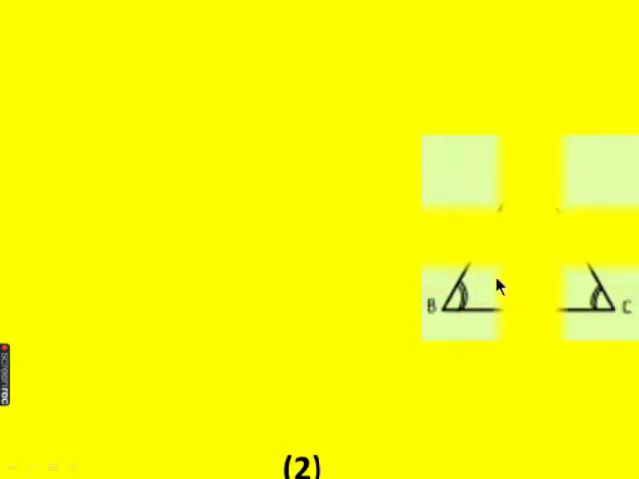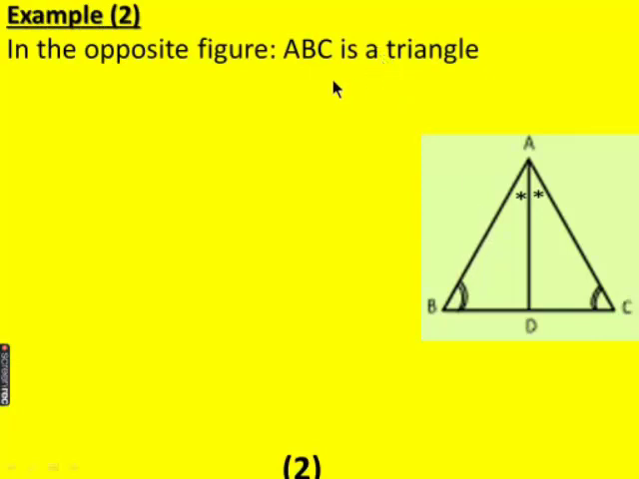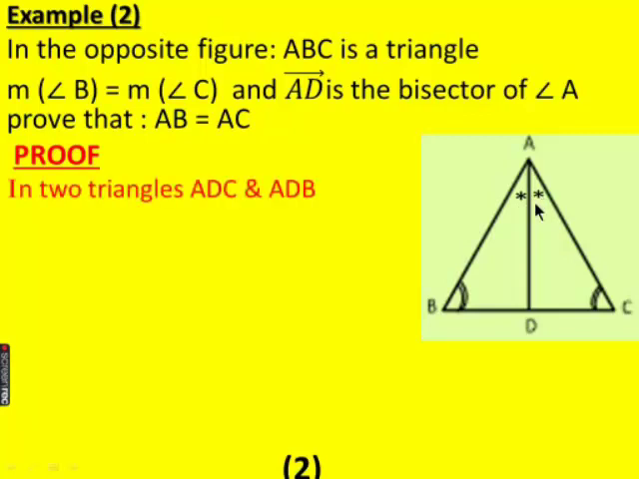Now we will transfer into example 2. Example 2: in the opposite figure, ABC is a triangle, and the measure of angle B equals the measure of angle C, and AD bisects angle A. That means the measure of angle DAB equals the measure of angle DAC. Now we want to prove that the length of AB equals the length of AC.